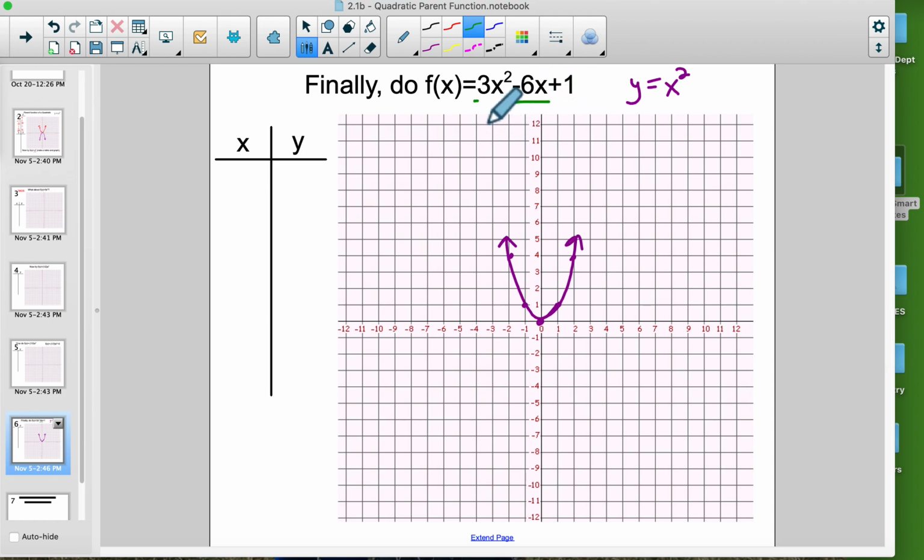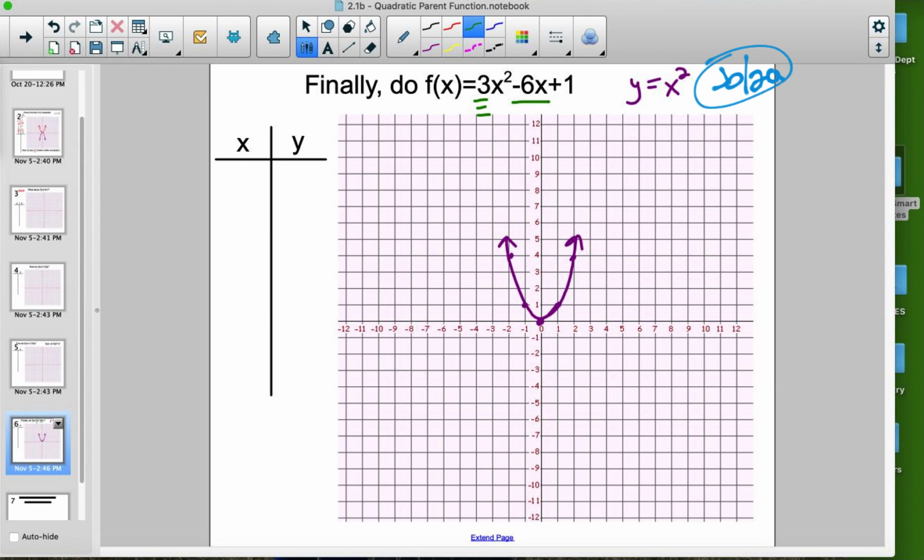Right now it is going to be opening up because the a value is positive. It is going to be vertically stretched because the a value is bigger than 1, but you can't really get a feel for where it's going to be necessarily when there's a b value here. It's a little trickier. So we're going to have to go through that whole negative b over 2a, right, which is always going to give me the vertex. You have to make sure you include that in your graph. If you're going to graph a quadratic, it has to have the vertex.